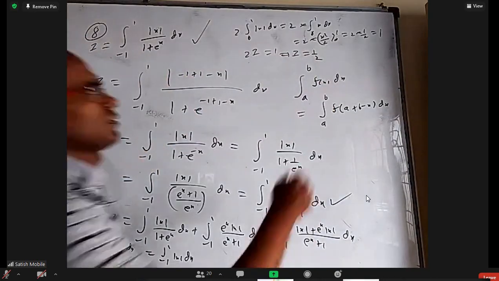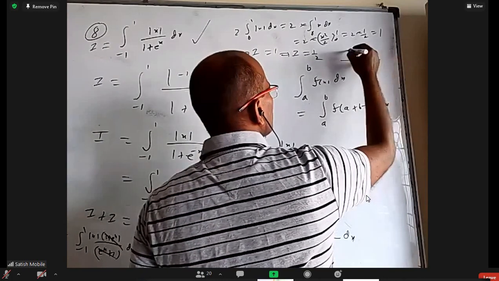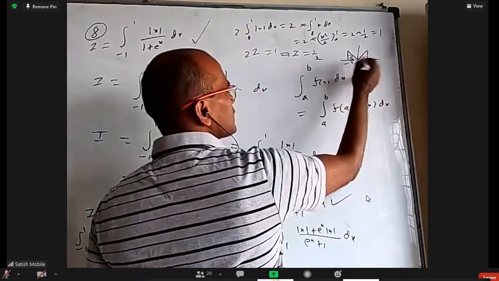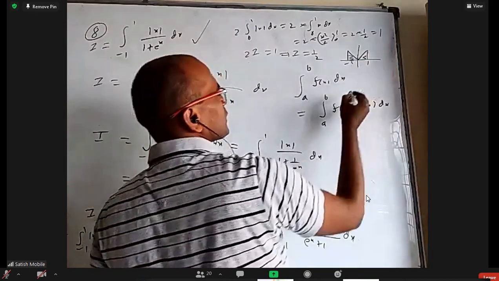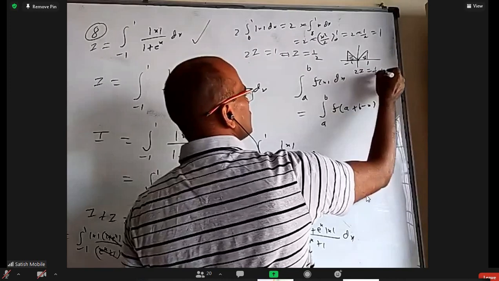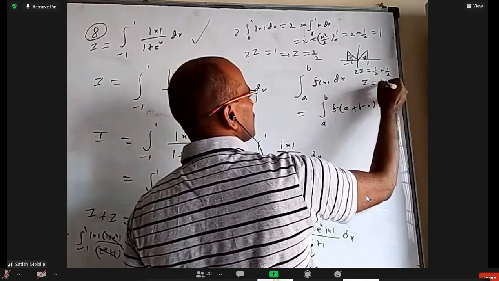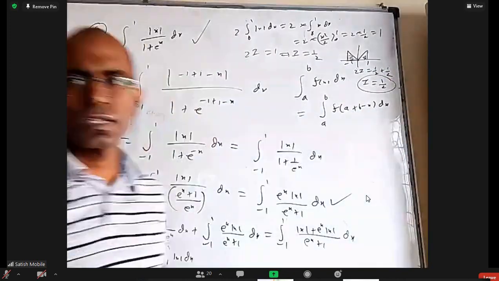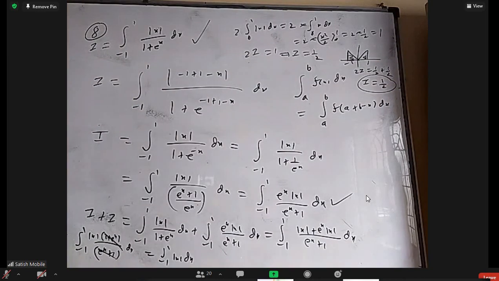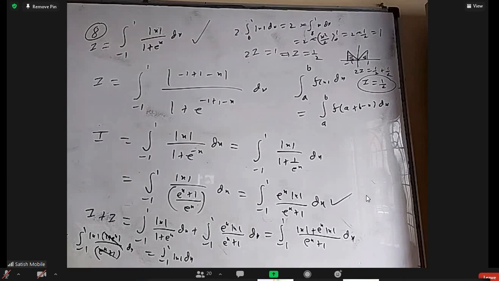Otherwise, this is simple V-shaped graph, mod x graph like this, minus 1 to 1. This area is a triangle, this is a triangle. So base is 1, height is 1. This is 1 by 2, this is 1 by 2. So 2I is 1 by 2 plus 1 by 2. I is 1 by 2. After all, definite integration is area under the curve. So main point is replace x with minus x, that is a plus b minus x, and do I plus I.